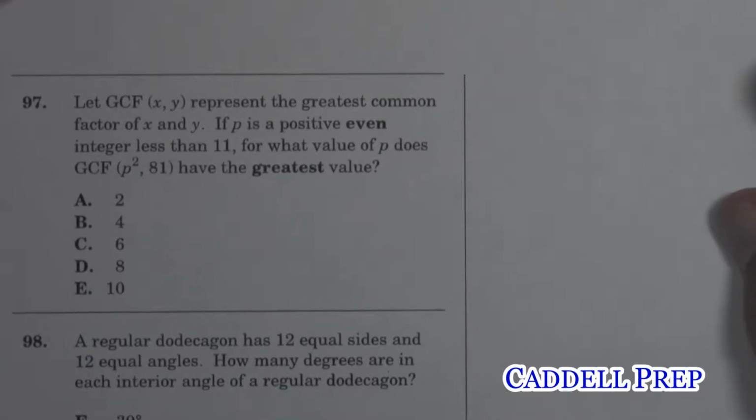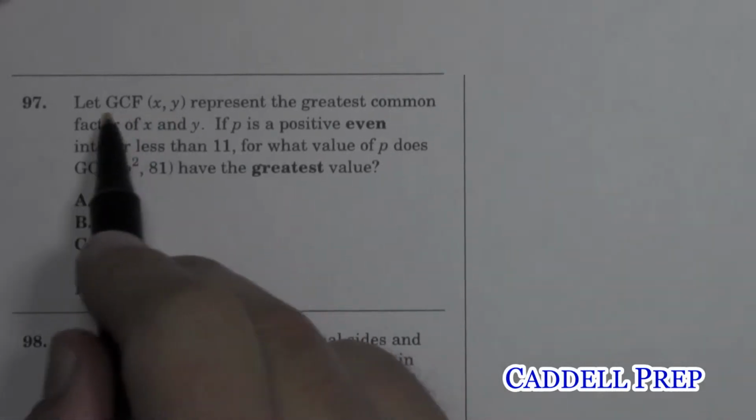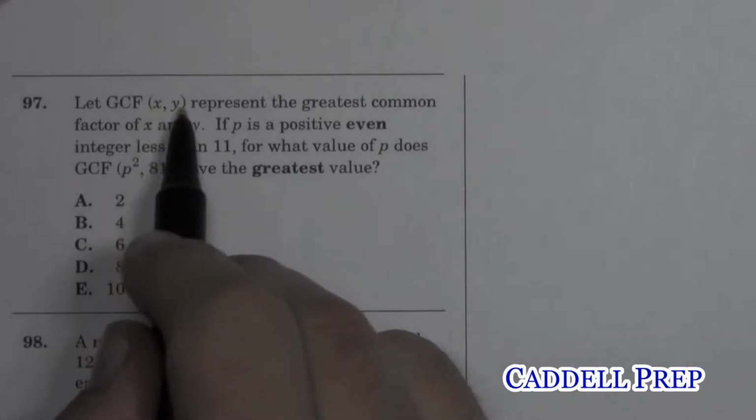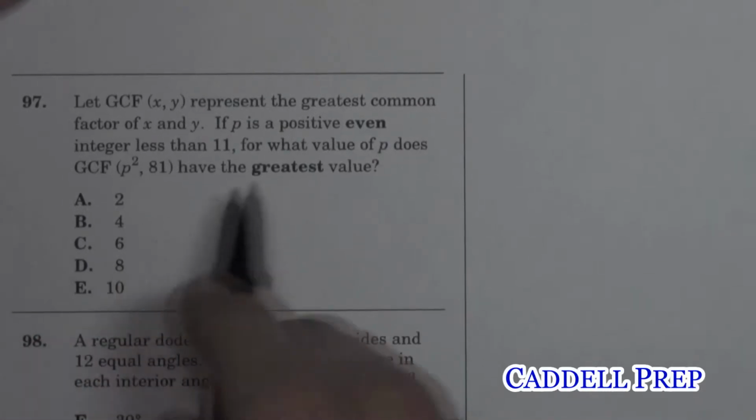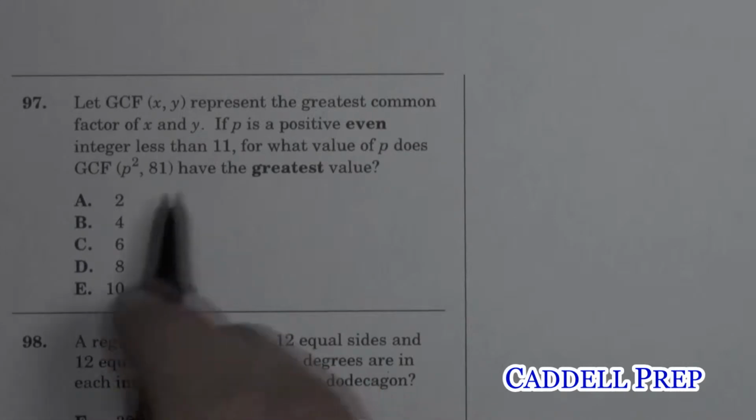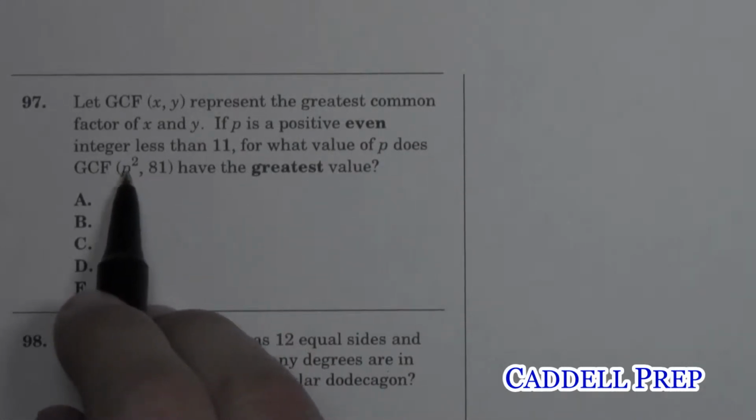Question 97. Let GCF(x, y) represent the greatest common factor of x and y. If p is a positive even integer less than 11, for what value of p does GCF(p squared, 81) have the greatest value? So in the first sentence they define this to represent the greatest common factor of these two numbers. And what they want us to find is what value p should be for GCF(p squared, 81), the greatest common factor between p squared and 81.